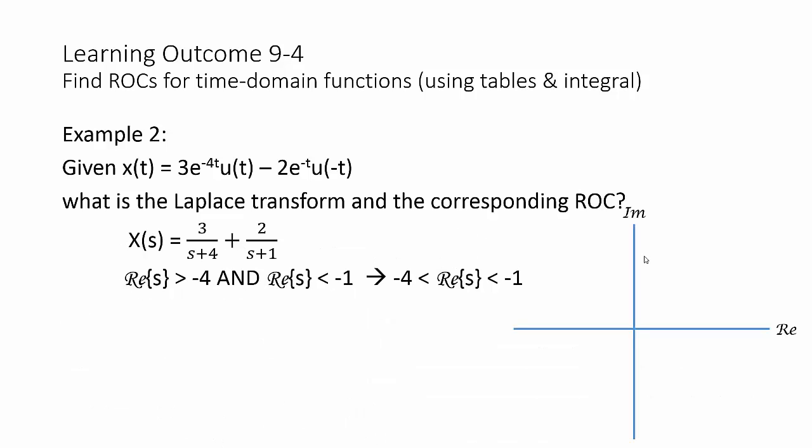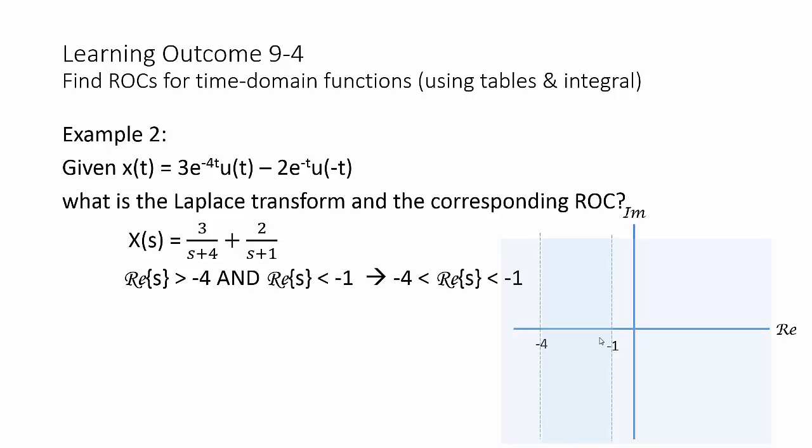Now let's look at this graphically. Real part of s greater than negative 4 is the region to the right of the negative 4 on the real axis, that half plane. Real part of s less than negative 1 is the half plane less than negative 1. Those two intersect between the negative 4 and the negative 1.